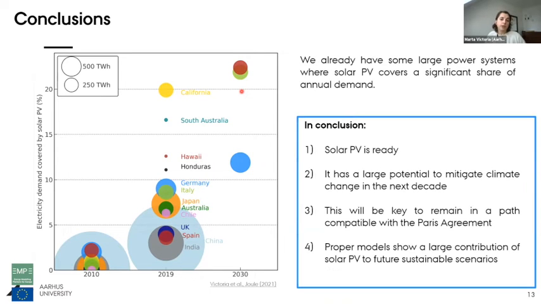And I would like to say that in conclusion, of what we discussed in the paper, solar PV is ready. The potential to mitigate climate change already now, so in the next decade, is there. And this is going to be key to remain on a path compatible with the Paris Agreement, whatever we can do in the next decade. So we need to make sure that our models are good enough to represent that potential large contribution from solar PV to future sustainable scenarios.